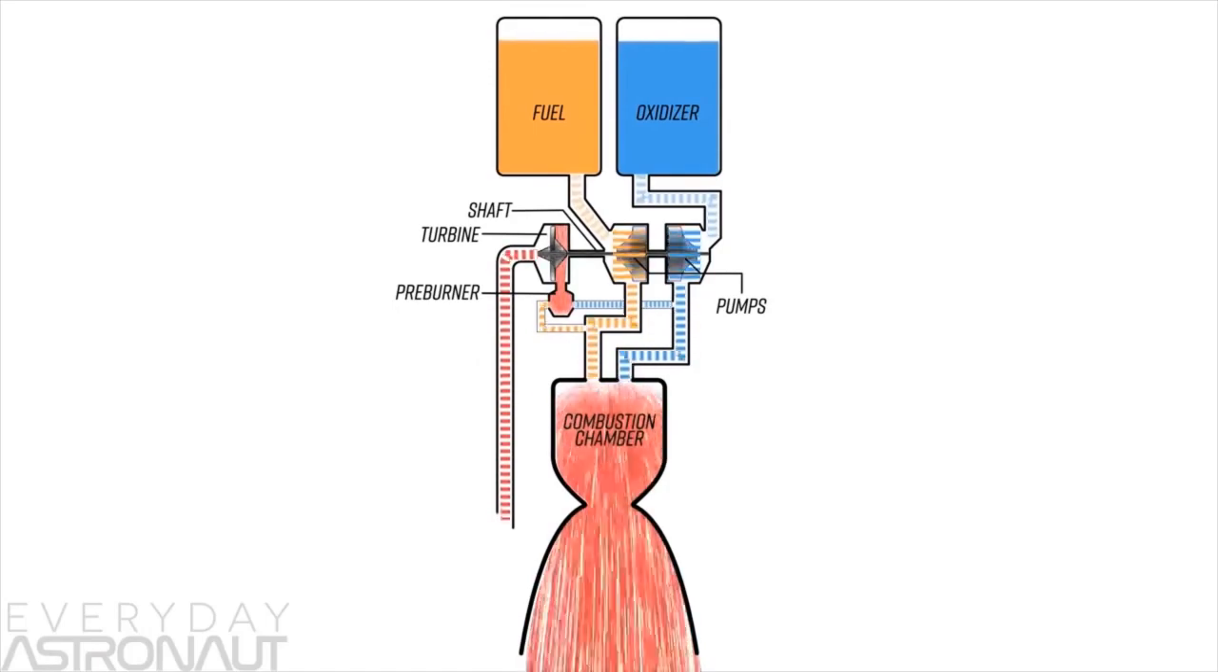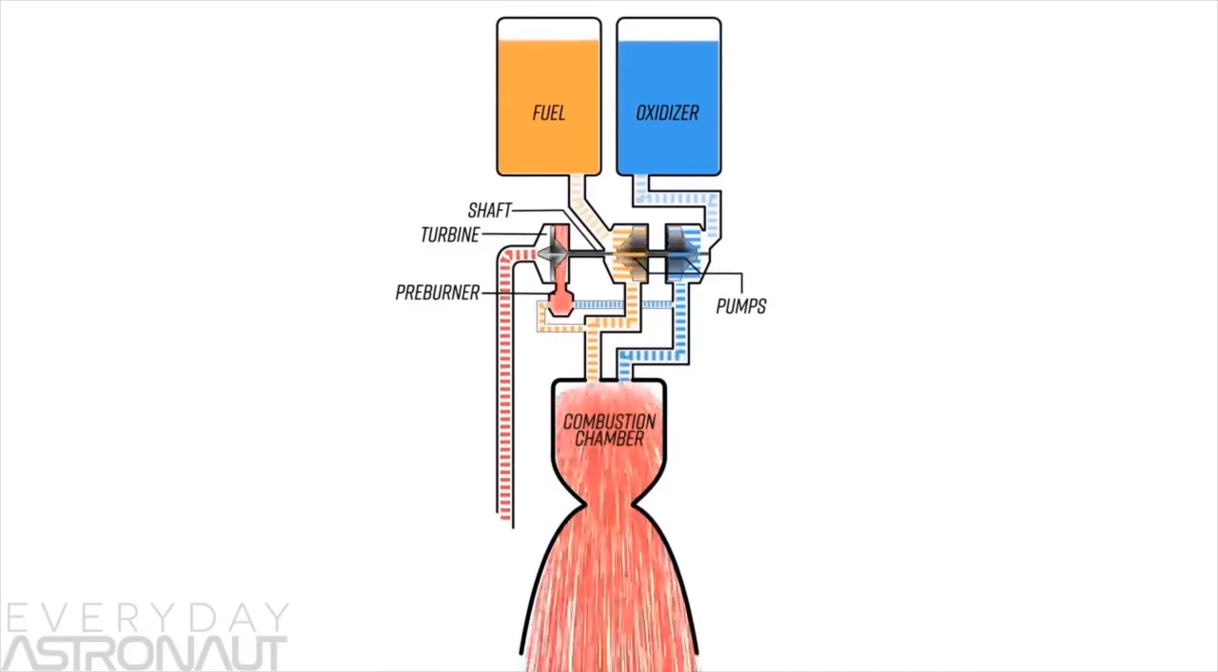The gas generator cycle works by pumping the fuel and oxidizer into the combustion chamber using a turbo pump. The turbo pump has a few main parts: a mini rocket engine called the pre-burner, a turbine connected to a shaft, and then a pump or two that push propellant into the combustion chamber. You see, the fuel and oxidizer are coming into the pumps.